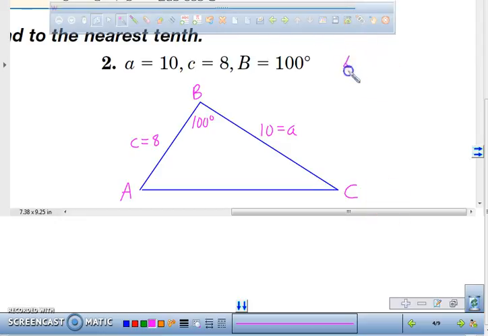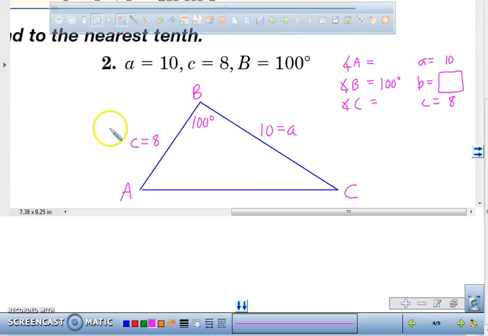So right up here, I'm going to write angle A, angle B. All that was given to us was the 100-degree angle for B, and we were given A, which is 10 units, and C, which is 8 units. So the first thing we're going to do is solve for the missing side, B.